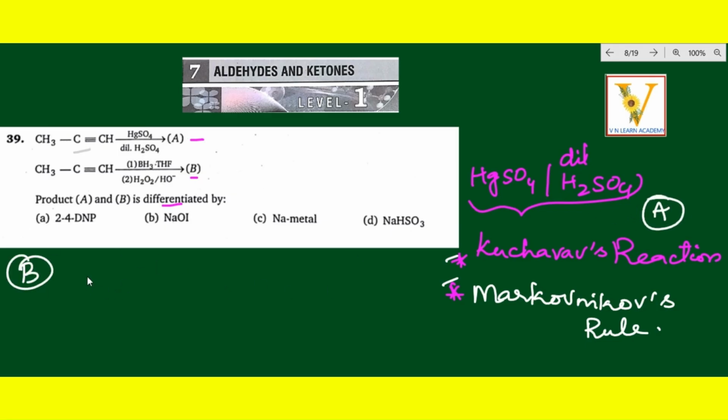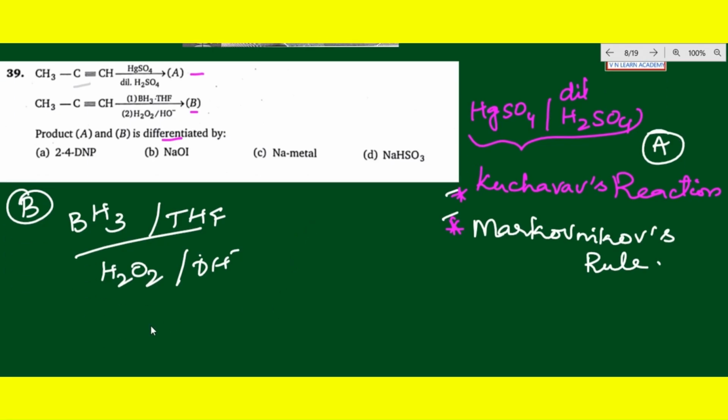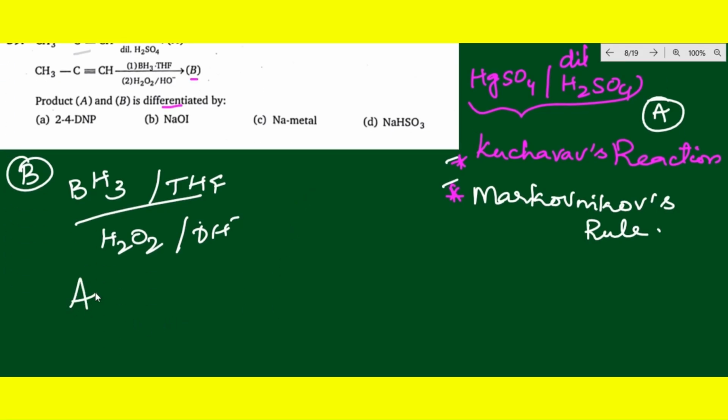What are they mentioning about? BH3, diborane, along with THF, and H2O2, hydrogen peroxide, OH minus, basic medium. Here it is anti-Markovnikov's rule.